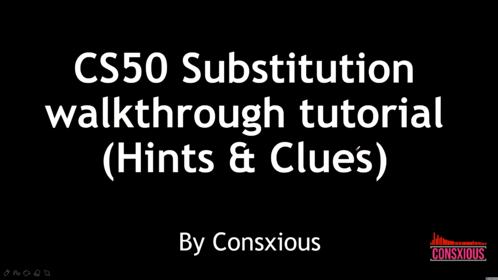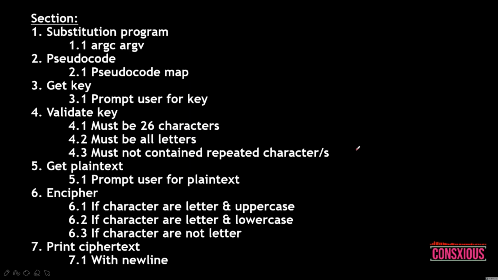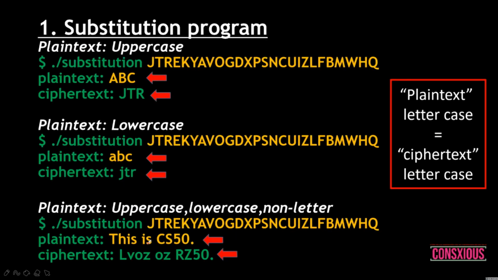Hi guys, welcome to the CS50 Substitution walkthrough tutorial, hints and clues. Today we'll divide into 7 sections: substitution program, pseudocode, get key, validate key, get plaintext, encipher, and print the ciphertext. A program will consist of 3 parts: the substitution key, the plaintext, and the ciphertext.